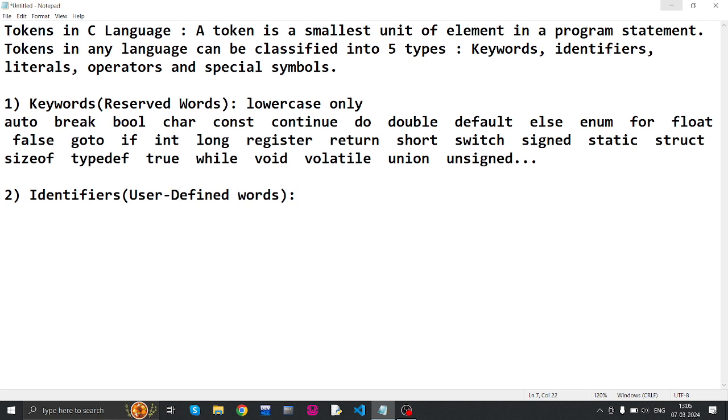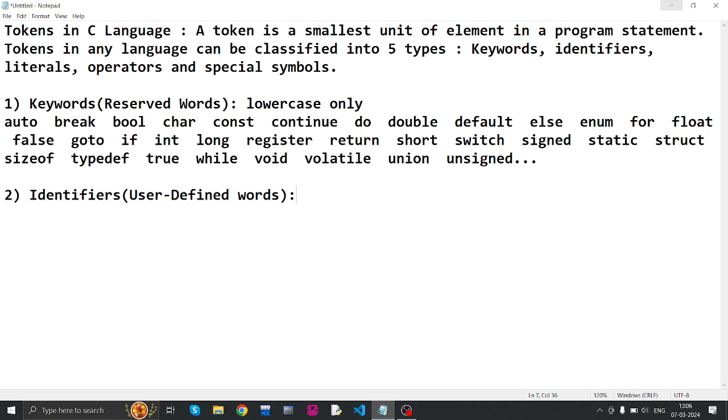Identifiers, we also call them user defined. The names created by programmers. Like for example, when you take a classroom, you have many people available. One classification is I am the faculty, you are the students. Among the students we have one more classification, that is boys and girls, like that.